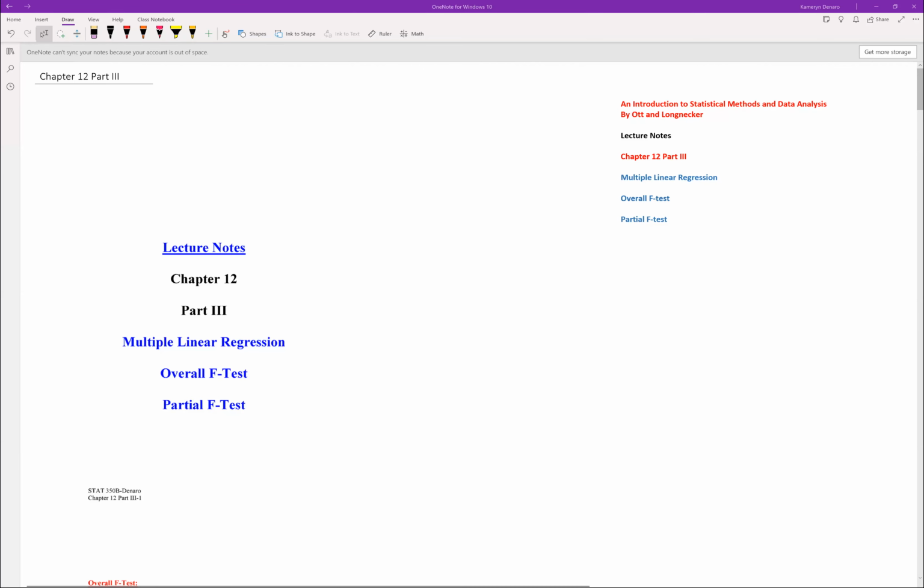Hello, everyone. We're working through An Introduction to Statistical Methods and Data Analysis by Ott and Longnecker, Chapter 12, Part 3. In this chapter, we're going to go over multiple linear regression, the overall F-test, and the partial F-test. All right, let's start with the overall F-test.